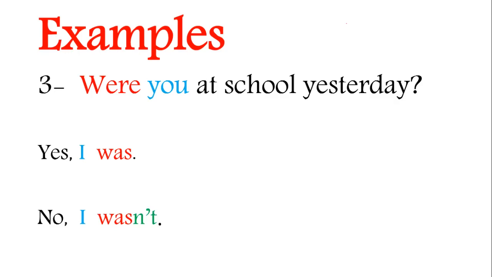Again, my students, we change you in the question into I in the answer, and also we change were in the question to was in the answer, because I can't say I were. It's a wrong answer. The right answer will be I was. Yes, I was. And if our answer begins with no, we can say no, I wasn't. Here, my students, do not forget to add apostrophe t if your answer begins with no.